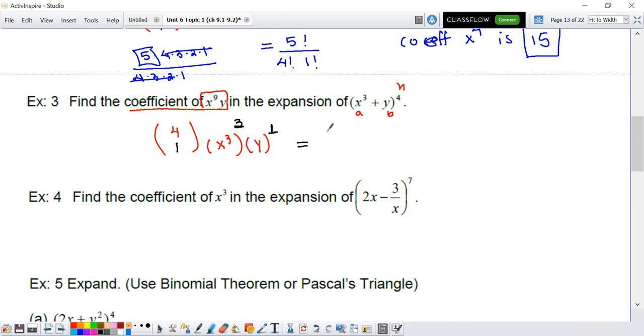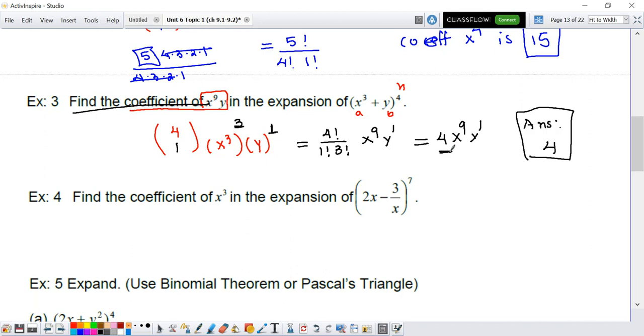So let's simplify. I'm not going to take a shortcut; I'm going to explain what 4 choose 1 is. 4 factorial over 1 factorial times 4 minus 1, which is 3 factorial, times x to the 9, y to the 1. And 4 factorial divided by 3 factorial means 4, 3, 2, 1 over 3, 2, 1. Left is 4 times x to the 9 and y to the 1. So my answer is 4, because it's asking for the coefficient, which is 4. Know the difference between the coefficient and the term.